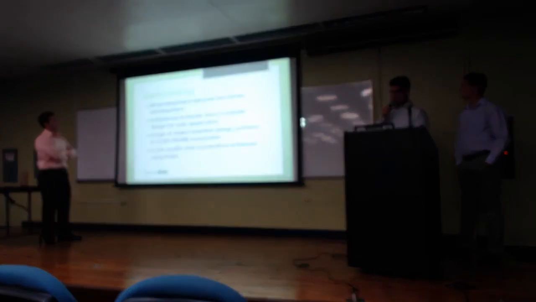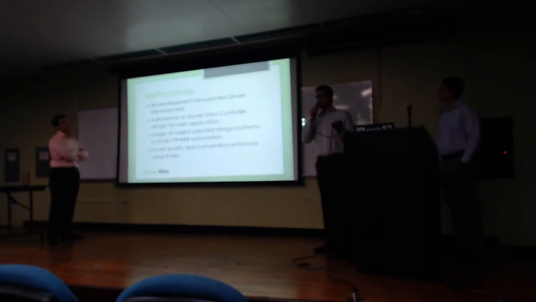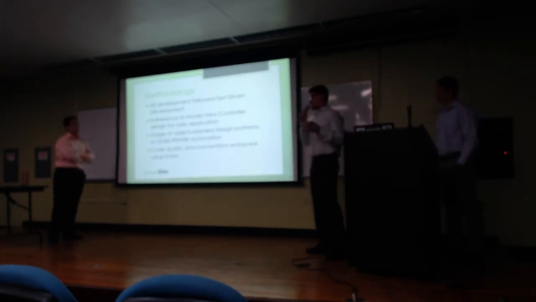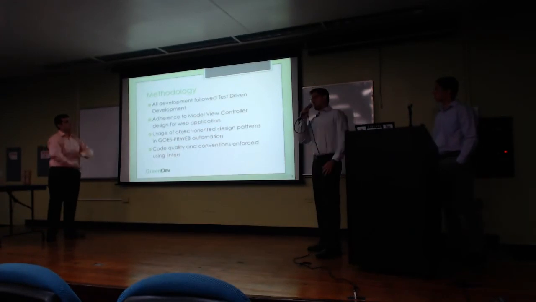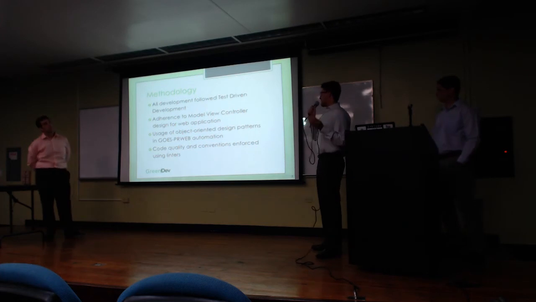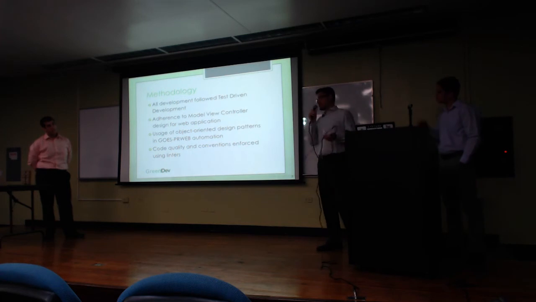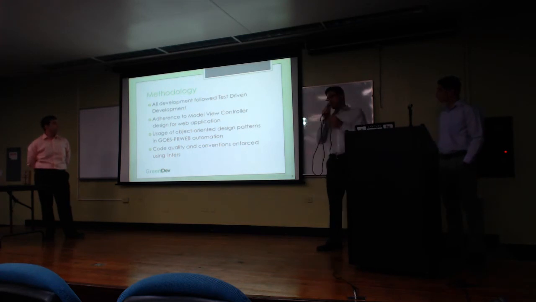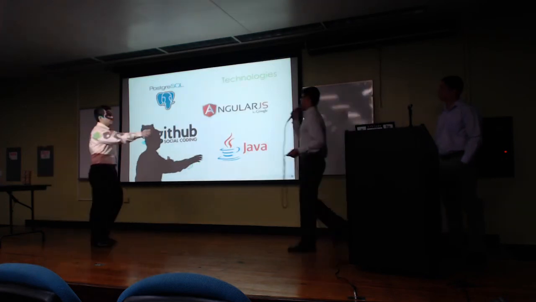So let's move on to what methodologies we actually used. All code was test-driven development, which is where we describe first and write the test and then code. We used the model view controller for the front end and back end. And we used object-oriented design patterns for the GrowthPR web automation Java program we wrote. Coding quality was enforced by linters. So I'm going to leave you with Miguel, who's going to talk to you about the technologies we used.